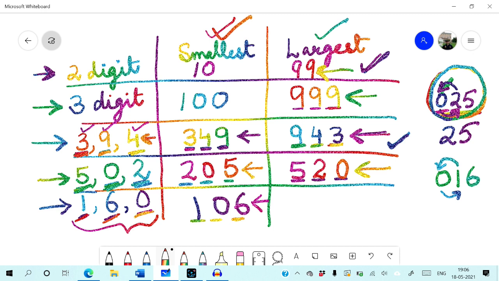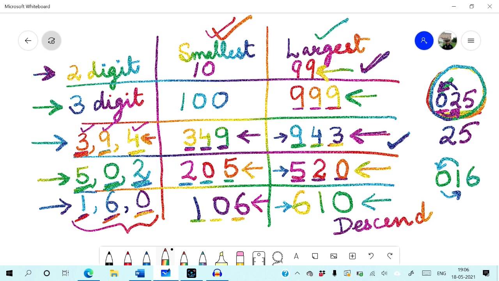Now the largest number using 1, 6 and 0 will be 610. See children, we have arranged the digits in descending order for the largest number here also, and here also. So I hope children you would have understood how to make the smallest and the largest numbers using the given digits. For the largest numbers, we have to arrange the given digits in descending order.